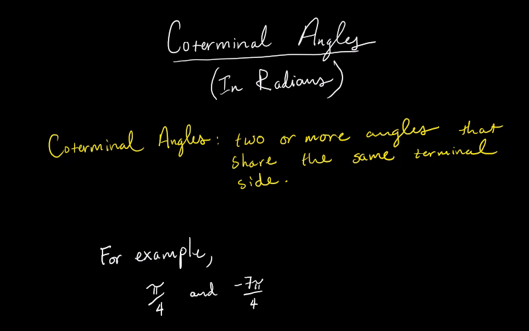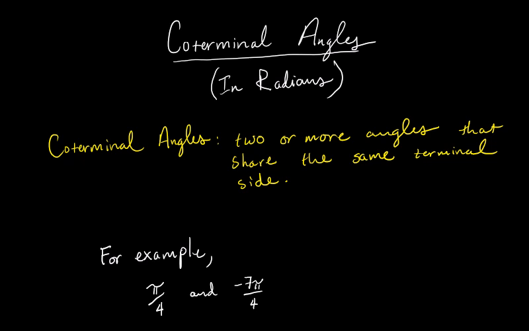Alright, this video is on coterminal angles, but it's in radians. If you want to see coterminal angles done in degrees, just check out my video on coterminal angles in degrees. But this one's going to be in radians, the other kind of measure when dealing with angles. So coterminal angles, again, are two or more angles that share the same terminal side.